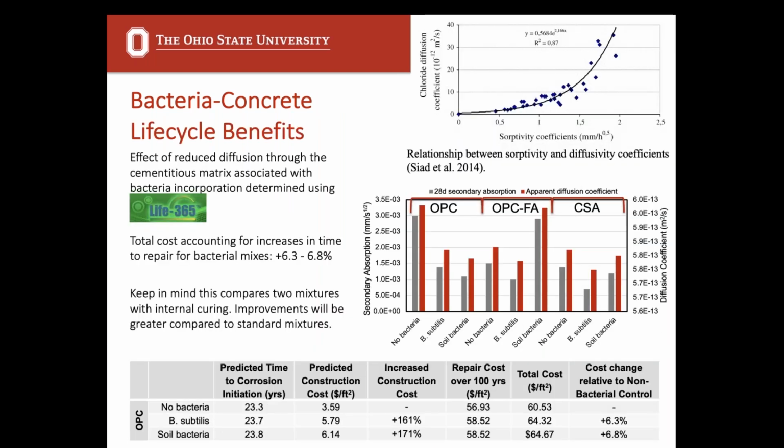We did see a little bit of life cycle improvement in the samples when we used bacteria, but overall that doesn't account for a huge increase in life or construction costs. So we saw, modeling this with Life-365, a slight increase in the time to corrosion initiation, which would lead to a small decrease in repair costs over time. And so all in all, this will end up being about a 6% increase in your total costs over a 100-year construction period.